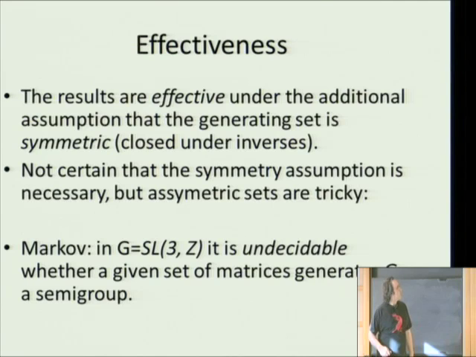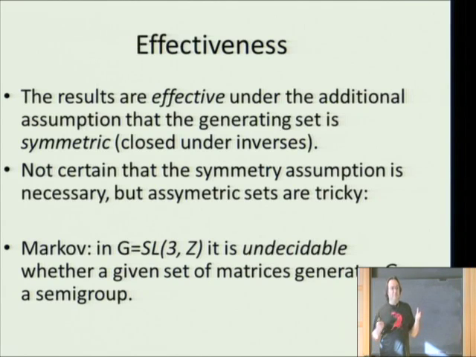So the results are effective, in the sense that you can get explicit bounds. What I didn't say is that the proportion of words which are reducible among the words of length n is exponentially small as a function of n. Of course, the exponent depends on the generating set and on the graph you take. That goes without saying, but I'll say it anyway. But the point is, one cannot prove anything without assuming that the generating set is symmetric.